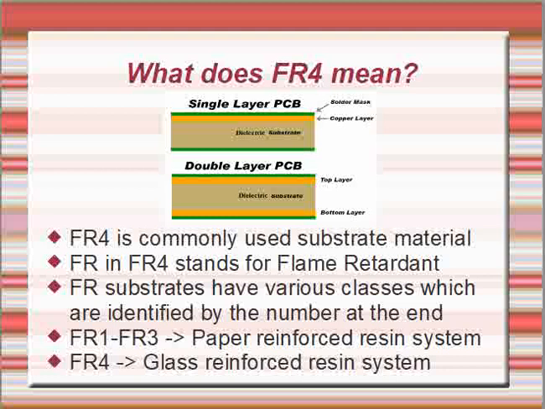Now, FR1 to FR3 is basically a paper reinforced resin system. When you say FR4, that means you have a glass woven fiber and on top of it you have a resin that is saturated into it, and that is what helps provide all the properties that we talk about for FR4. A very important point to know if you are an electrical engineer or a PCB layout engineer.